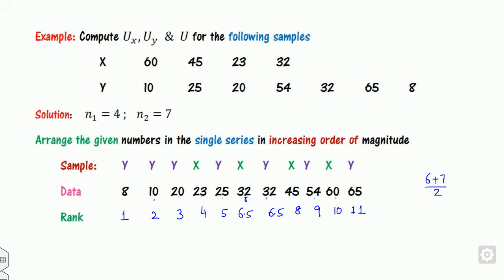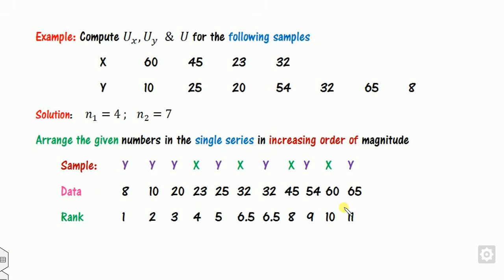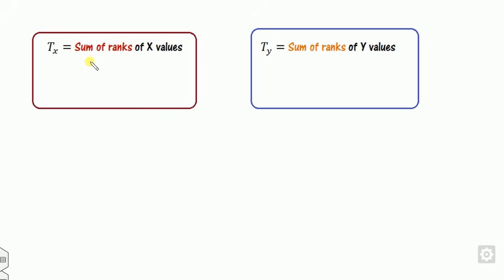So this is the way you can rank the given numbers. Now you have to find the Tx. What is the meaning of Tx? Look at that. Tx is the sum of the ranks of the x values. Ty is the sum of the ranks of the y values.